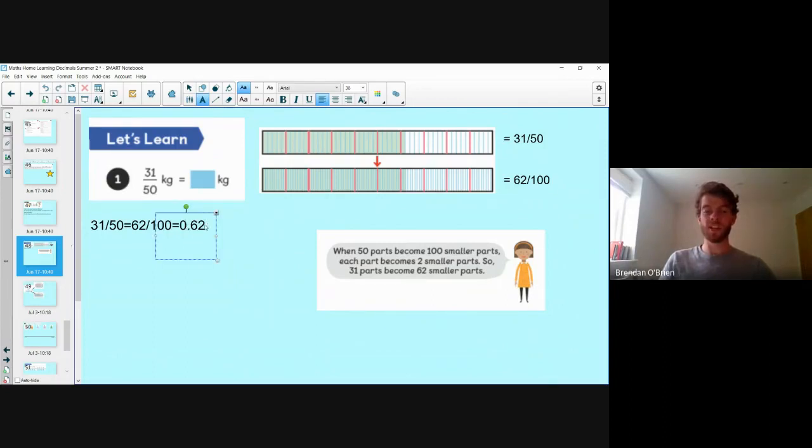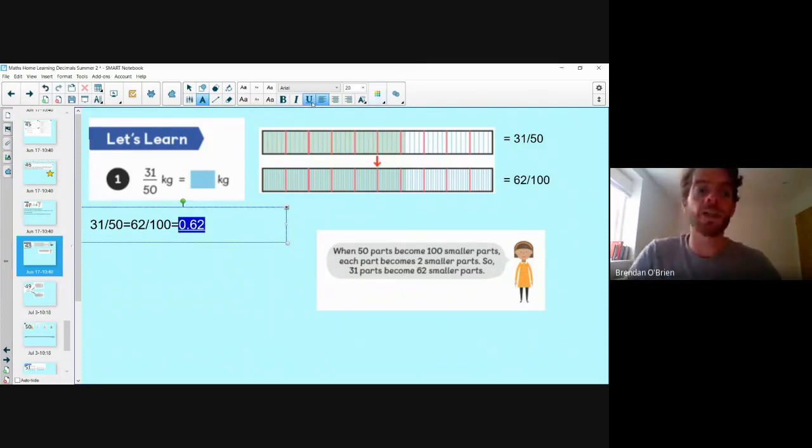So if we have a fraction that is a 50th, it's really easy for us to convert it to a decimal because we know that it's half of 100. 50 is a factor of 100, so we can just convert it into part of 100, and that part will be our decimal, okay? We could also have multiplied 50 by 2 to make 100, and then multiplied 31 by 2 to get 62.